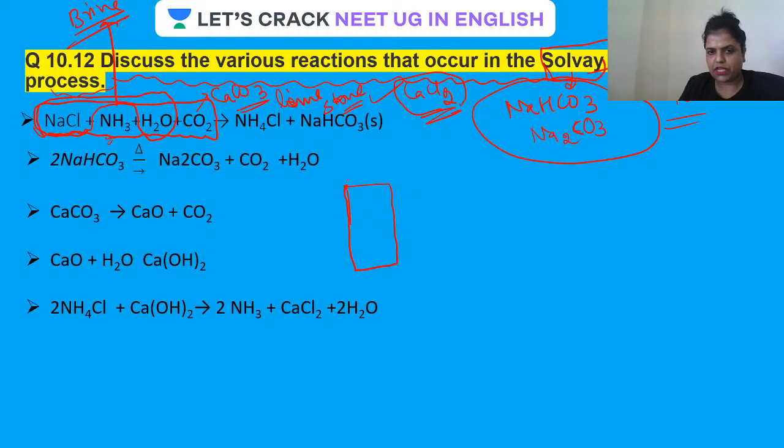This is the first chamber, to which initially ammonia is fed. And this chamber contains brine, that is, it contains an aqueous solution of NaCl. And as ammonia is added to this, this is called the ammoniation tower.